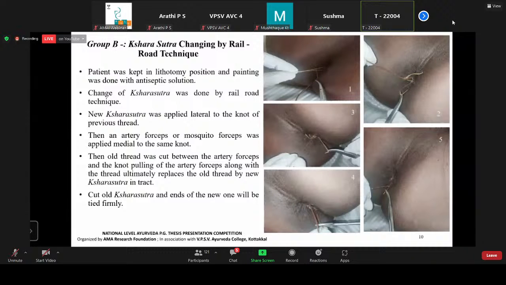Then all thread is cut between the artery forceps and the knot. Pulling of the artery forceps along with the thread ultimately replaces the old thread with the new Kshar Sutra thread. Cut the old Kshar Sutra, and the end of the new one will be tied firmly. All steps are shown in this picture.